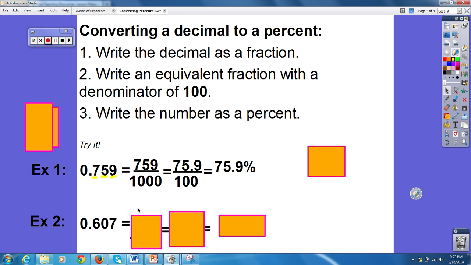Alright, let's check to make sure that you got the right answer. Using the first step, we need to write 0.607 as a fraction. Again, the 6 is in the tenths place, the 0 is in the hundredths place, and the 7 is in the thousandths place. So we have 607 thousandths.